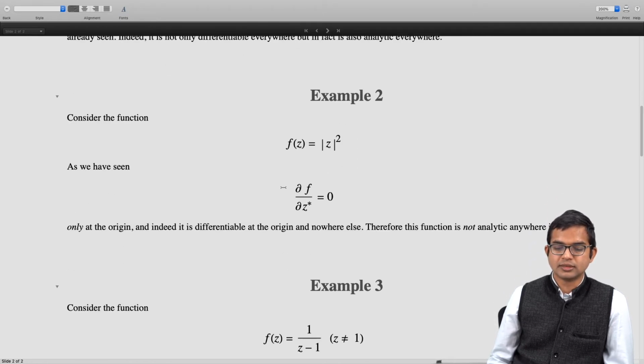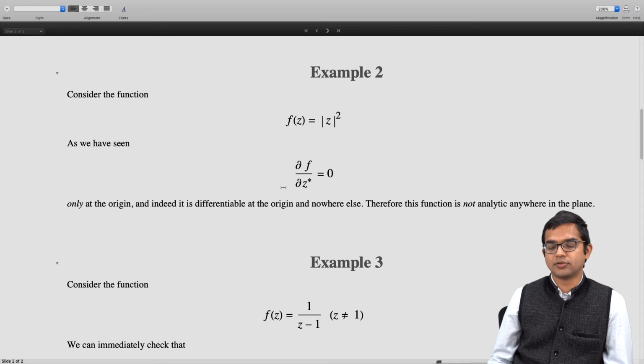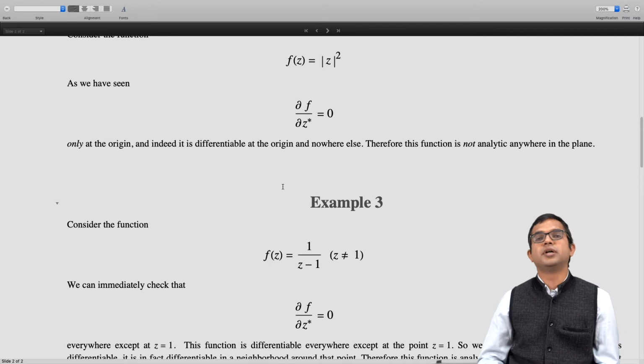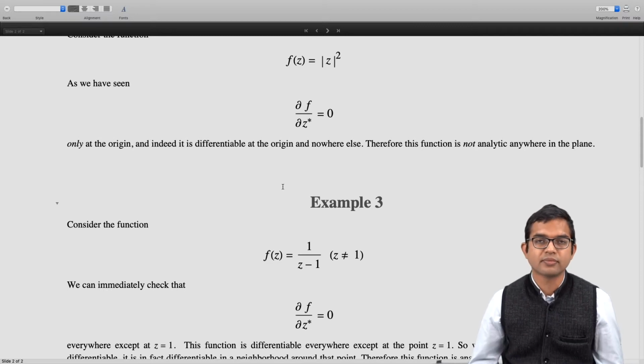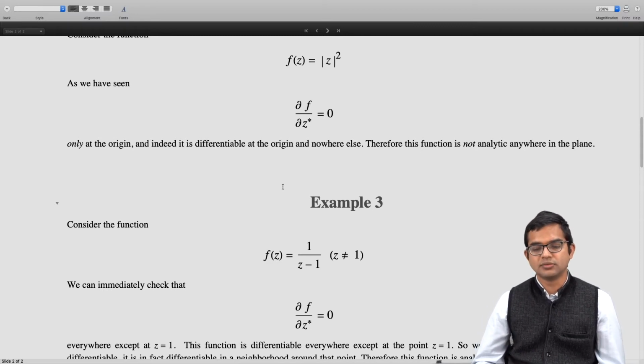Let's look at another example. If I have a function like this, f of z is equal to 1 over z minus 1, it's not defined at the point z equal to 1, but everywhere else it's just 1 over z minus 1. And we can immediately check that ∂f/∂z* is 0 everywhere, and it's also a function which is differentiable everywhere, right? So the Cauchy-Riemann conditions hold.